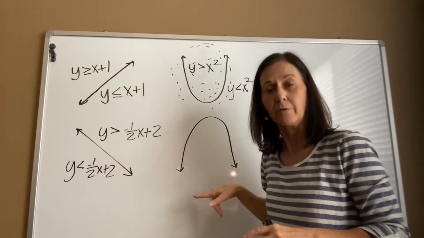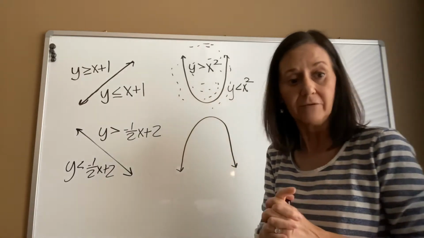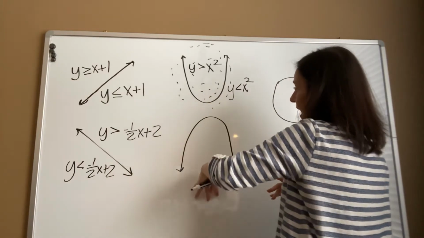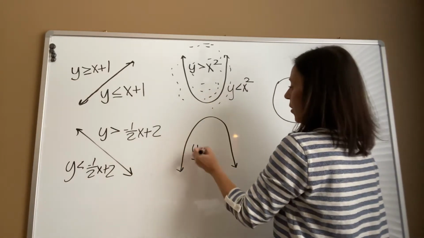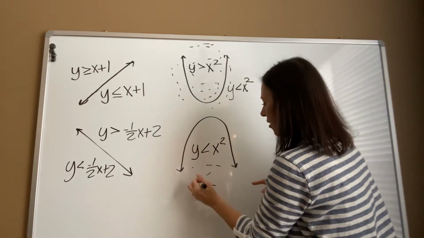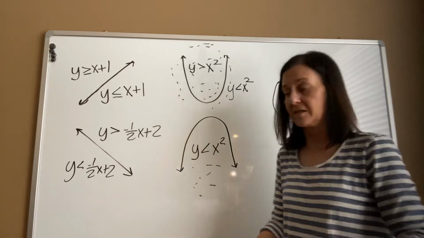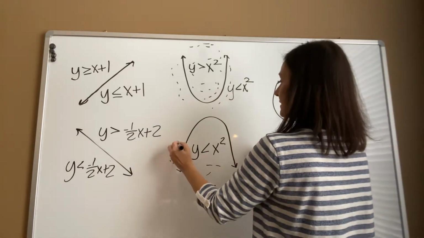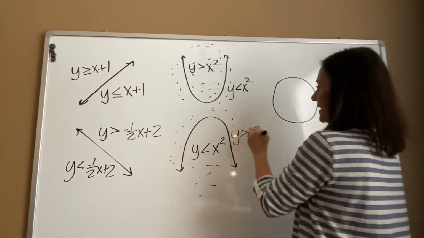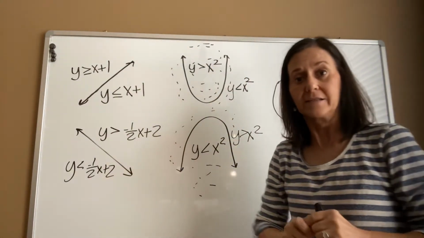When it's open down, remember we have a negative x squared. That's when it's going to be open down. Then this region inside the curve is going to be y less than the x squared. All the way down, right? All the way down inside that curve, because you're still going down the y-axis. The region on the outside of the curve now becomes y greater than x squared, because this is the area that's going to go up the y-axis.